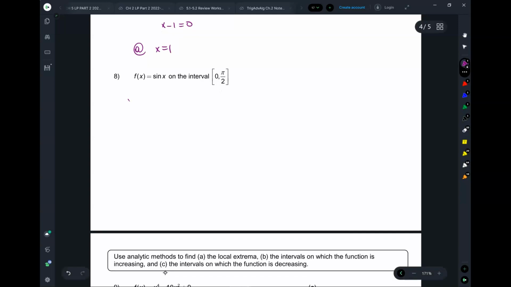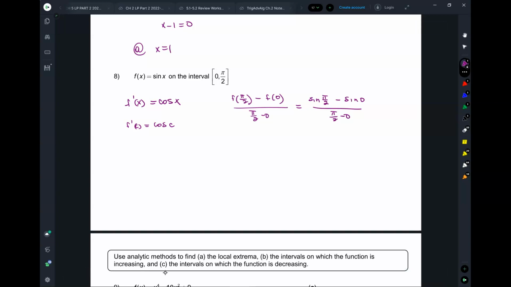Okay. So f prime of x is cosine. Wait, is this function continuous and differentiable everywhere? Yes, it is, because it's a sine. So f prime of c is cosine of c. So f of b minus f of a over b minus a. Now, this is sine of pi over 2 minus sine of 0 over pi over 2 minus 0.